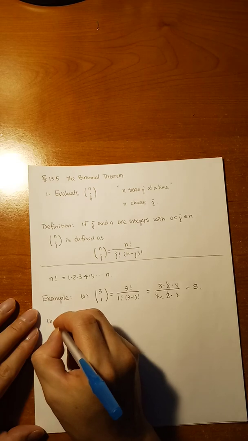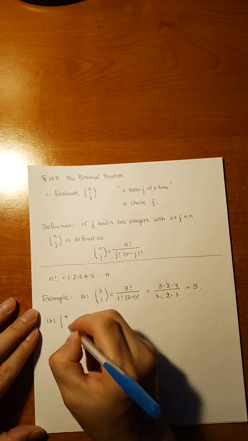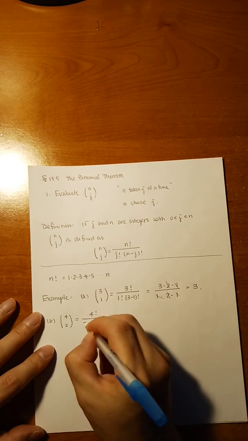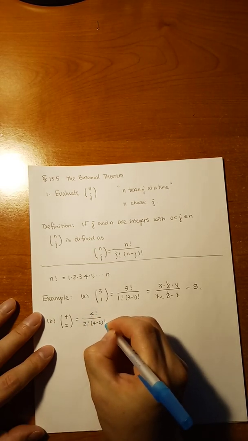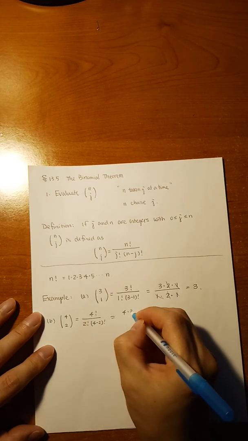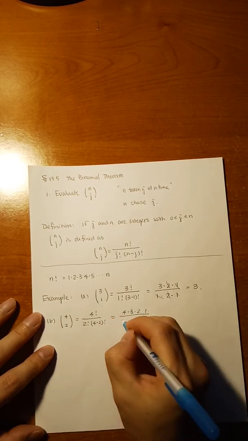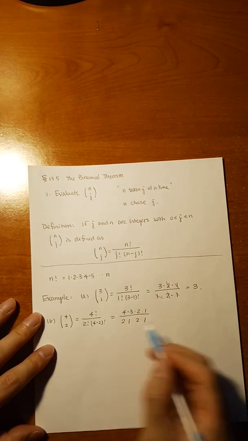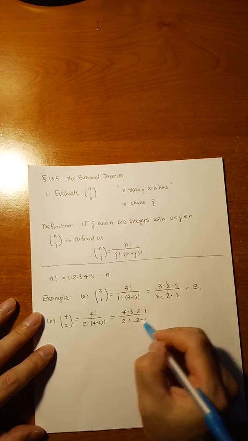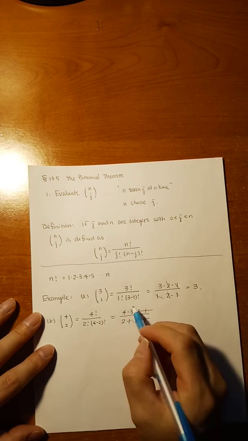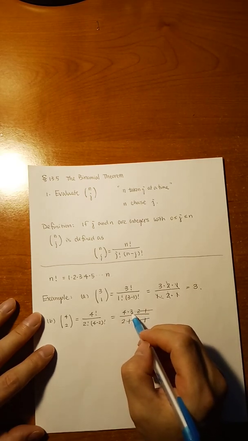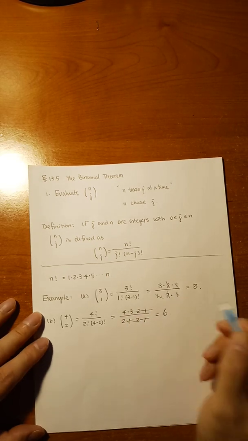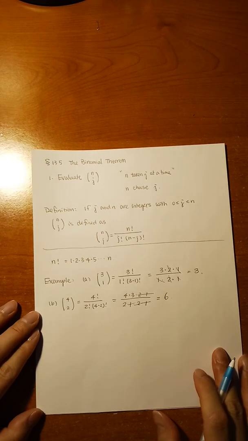Okay. Another example, 4 choose 2. 4 choose 2 is 4 factorial over 2 factorial times 4 minus 2 factorial. 4 factorial is 4, 3, 2, 1, the product. 2 factorial is 2 times 1. 4 minus 2 is 2, so it's 2 factorial times 2 factorial. So we cancel, the numerator is 3 times 4, 12. 12 over 2 is 6.